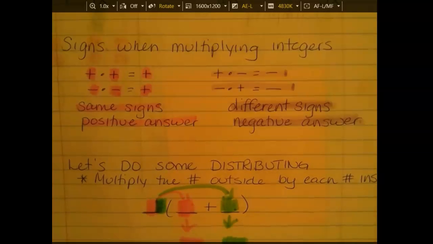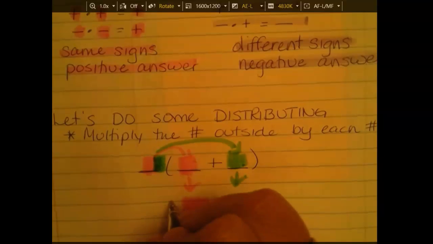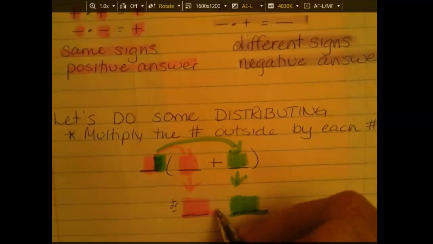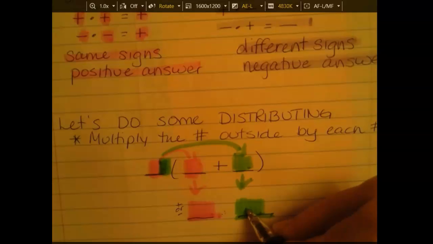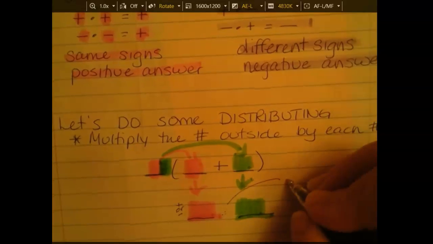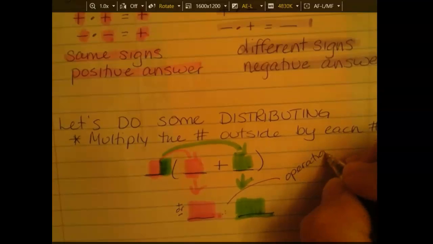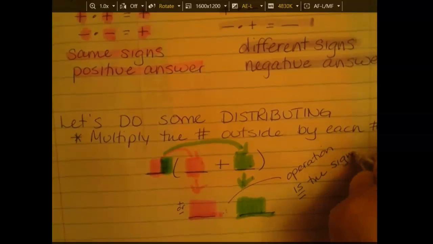And it's a little more complicated than that because you have to consider the signs, right? This answer down here is going to be either positive or negative based on the multiplication. And the sign right here, the plus or minus symbol, is the sign that goes with this second number, right? The operation that you put there is the sign of the second number.